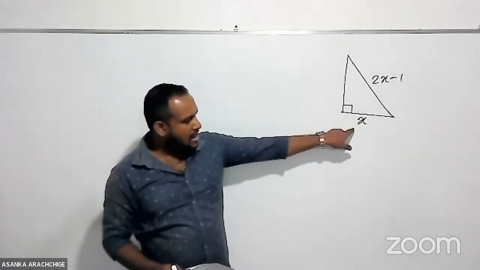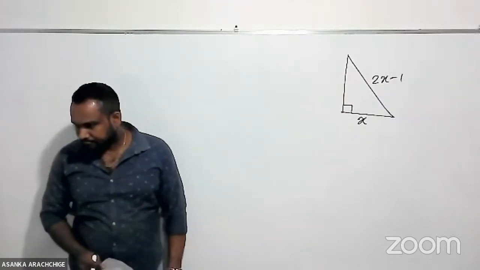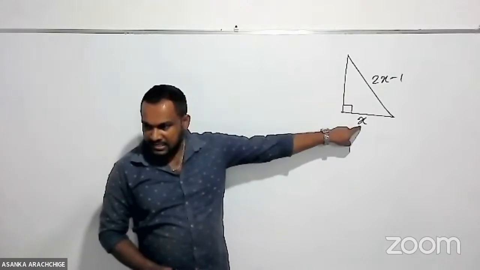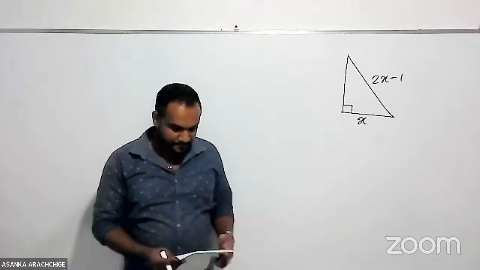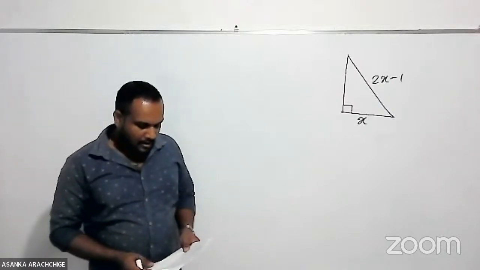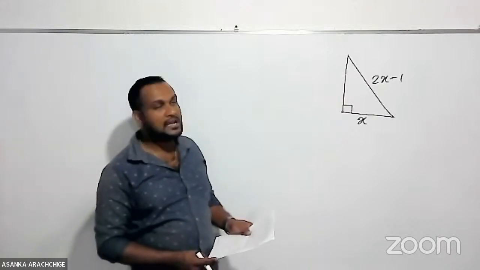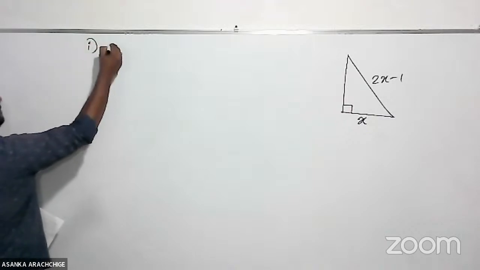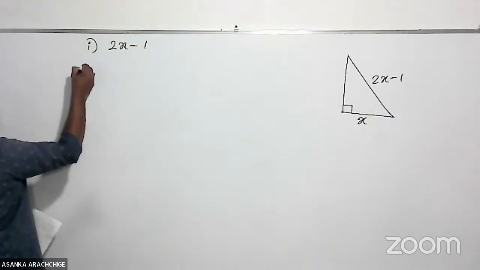1 centimeter less than twice the length of the shortest side, no? Write the length of the hypotenuse in terms of x. Answer 2x minus 1. Roman number 1, answer 2x minus 1.